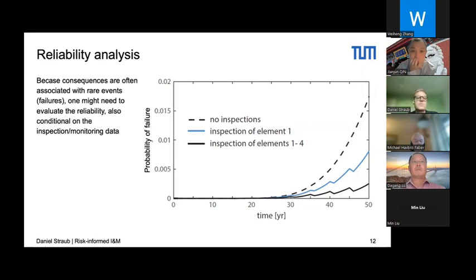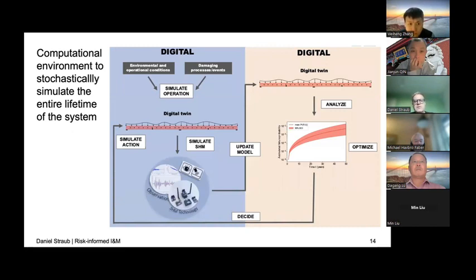Now, we put all this in an environment that stochastically simulates, in some sense, the entire lifetime of the system. People who work with monitoring, particularly structural health monitoring, are used to: we get data from our system, we analyze the data, we try to predict what's going on with the structure, we feed that back, and then we decide on actions. When we do the planning of maintenance alone, that's what we can do. But when we do the planning of inspection and maintenance, so we also do the inspection and monitoring planning, then we have to make everything digital. So we also have to create a digital twin of our monitoring and inspection.